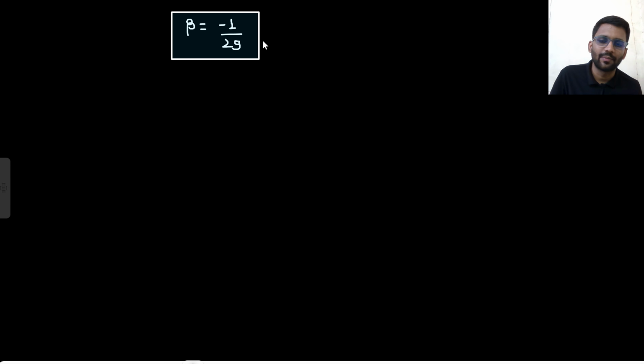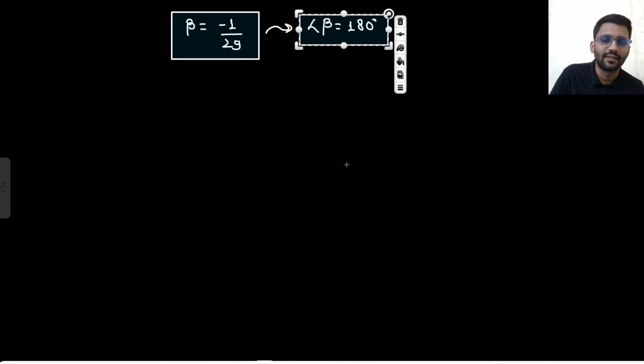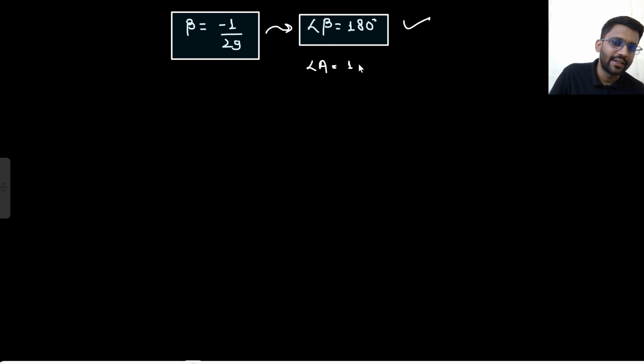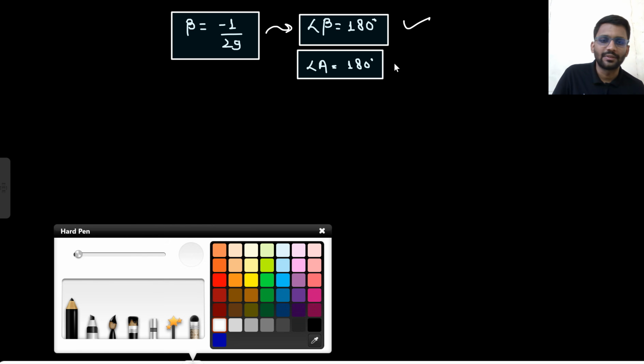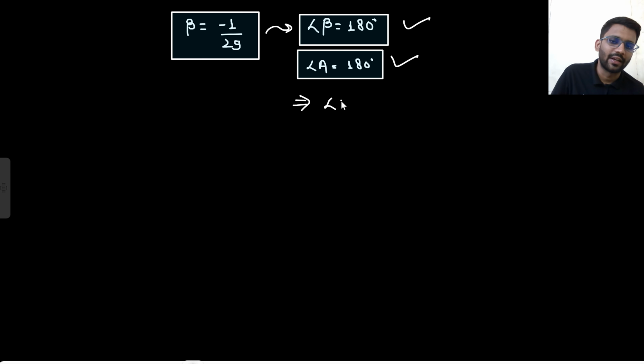So if you solve it, what will you get? Beta equals minus 1 by 29. And that shows that beta is equal to minus 1 by 29. What does that show? This shows that the angle provided by beta is 180 degrees. So this is what is required, and the required thing is done. The angle provided by beta is 180 degrees and the angle provided by A is also 180 degrees. So both requirements are done. That means the angle provided by A beta is equal to 0 degrees.